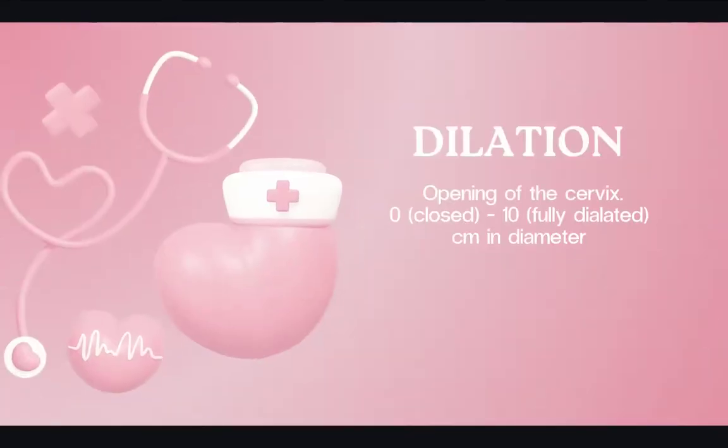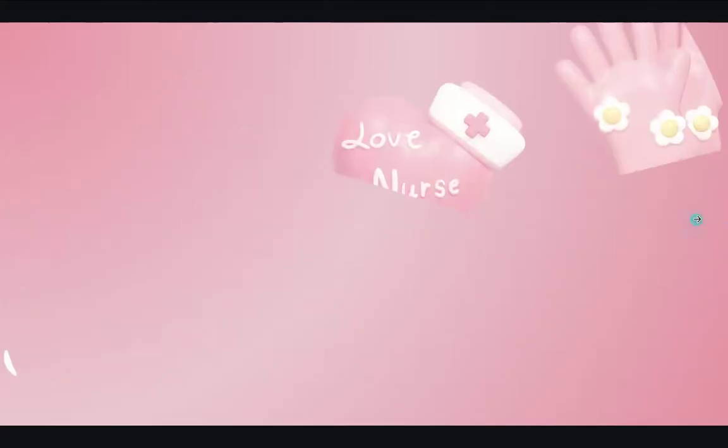All right, dilation. It's the opening of the cervix. It's going to measure from 0 to 10 centimeters, and 10 centimeters is what we consider fully dilated. Just to put that in perspective, if you've ever seen a pint of Ben & Jerry's, that lid is 10 centimeters. So that's what we want to see the cervix looking like, as big as the top of a Ben & Jerry's ice cream pint. I know that sounds crazy, but that just helped for me.